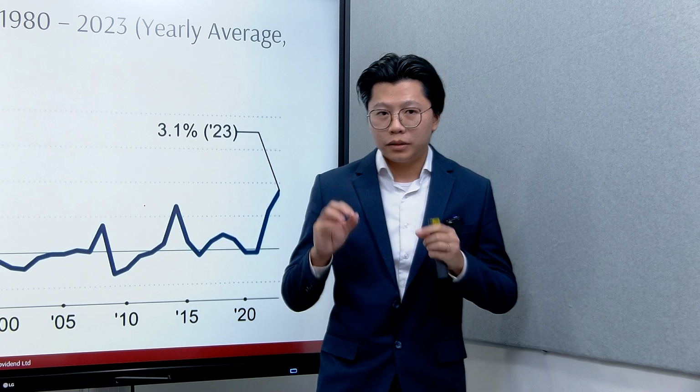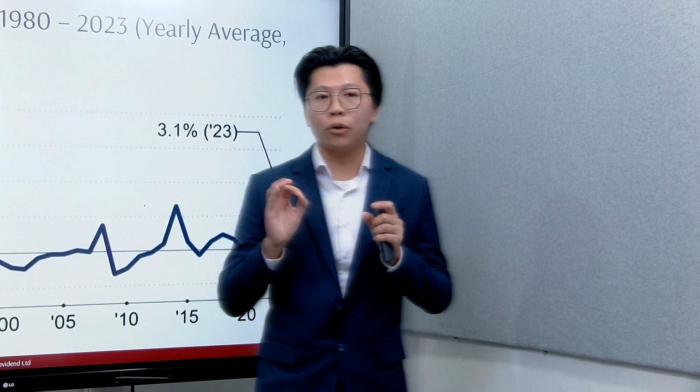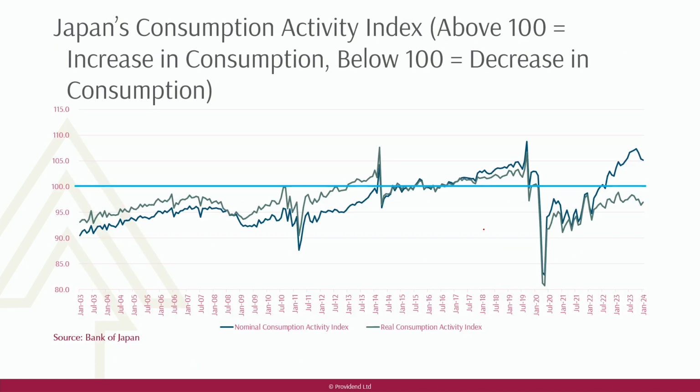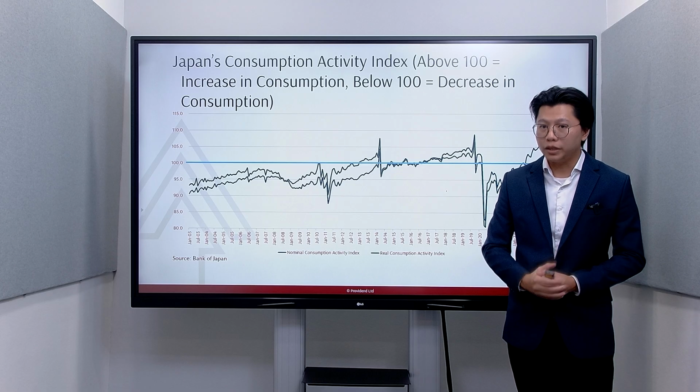But that is only if the inflation is contributed by a rise in consumption demand. What we are seeing is that Japan's consumption activity for the past 2 decades has been relatively stagnant. As you can see from this chart, with 100 being no change in growth in consumption activity, since January 2003 to January 2004, you can see it's hovering about the 100 point of index, which means that consumption activity has barely increased or decreased.